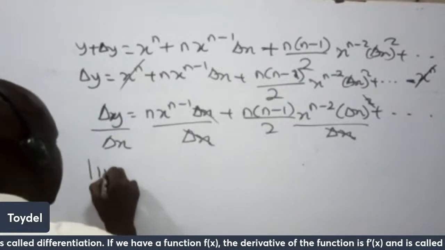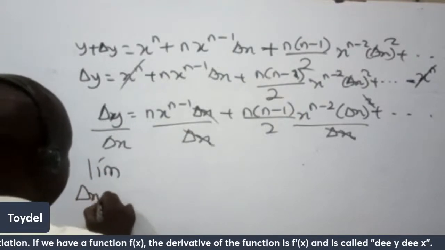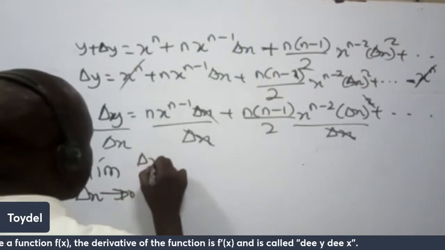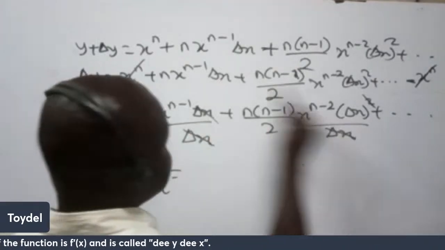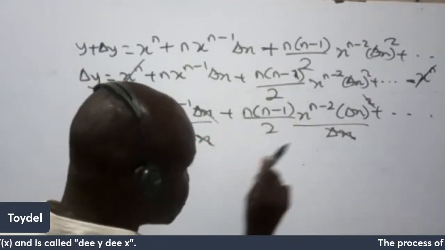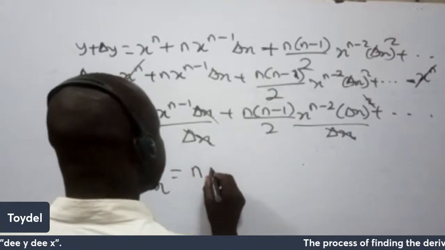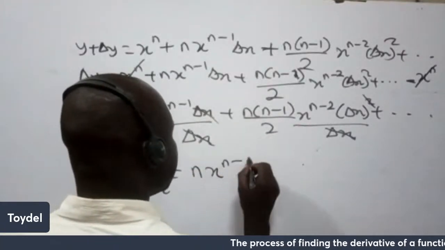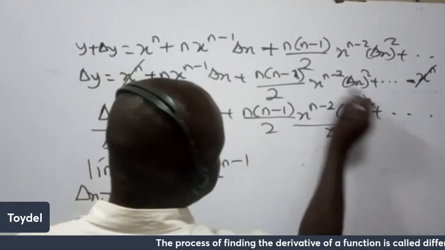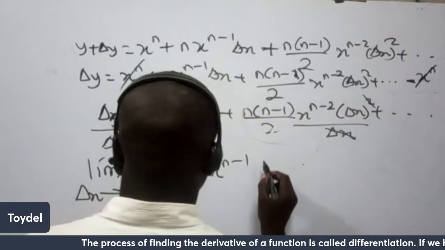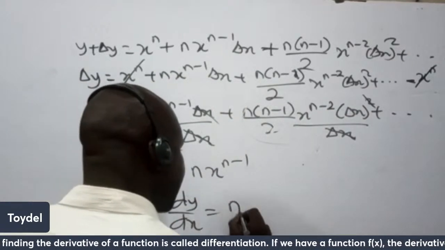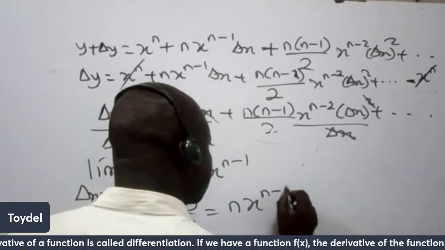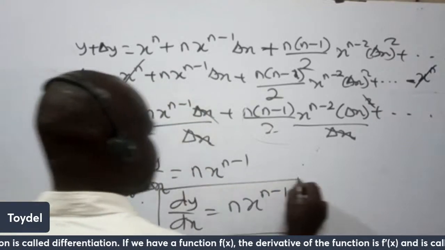Then at the end of the day, if we now take the limit as delta x tends to 0 of delta y over delta x, the implication is that wherever you see delta x on the right hand side, you substitute 0. We are going to have it to be n x^(n-1). Then everything else here will vanish to 0. So therefore, dy/dx is equal to n x^(n-1). And that's what we are going to get.